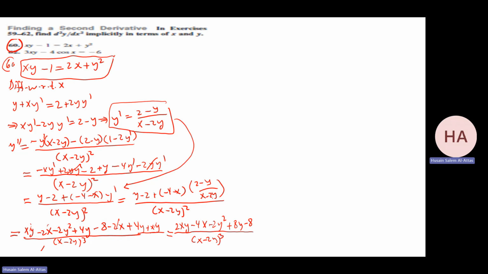I notice from here, yeah. Here I have what? xy minus 2x minus 1, that will be y squared. So 2xy minus 4x minus 2, that will be 2y squared. So 2xy minus 4x minus 2.